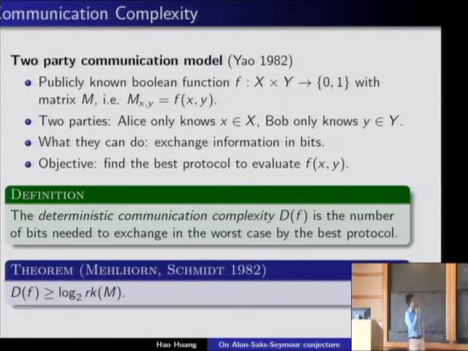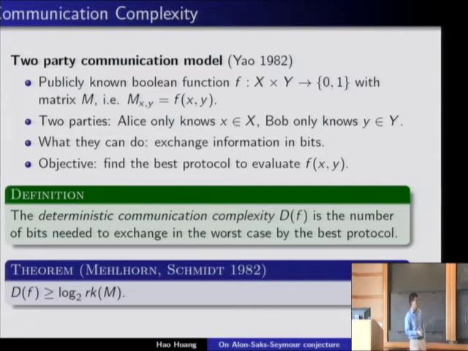So here I need to introduce the two-party communication model. This was first studied by Andrew Yao in 1982. Suppose we have a publicly known Boolean function f. It's a two-variable function from X times Y to {0, 1}. And it has a matrix M, which basically corresponds to the values of f.